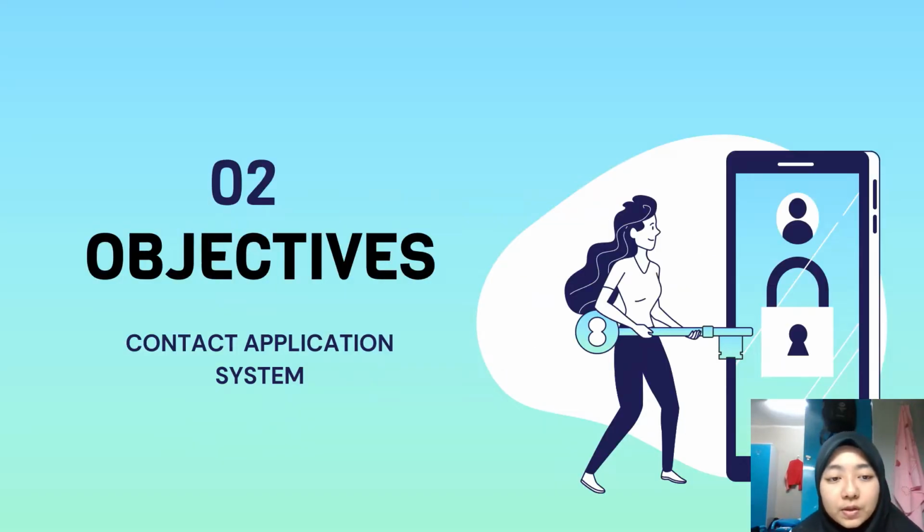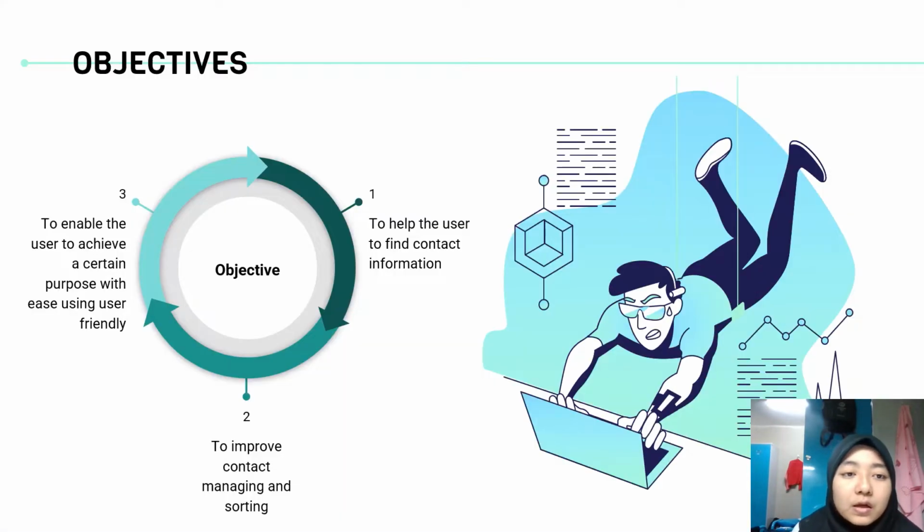Next we go to the objectives of our application system. The first objective is to help the user find contact information. Second is to improve contact managing and sorting. And number three is to enable the user to achieve a certain purpose with easy use, being user friendly.